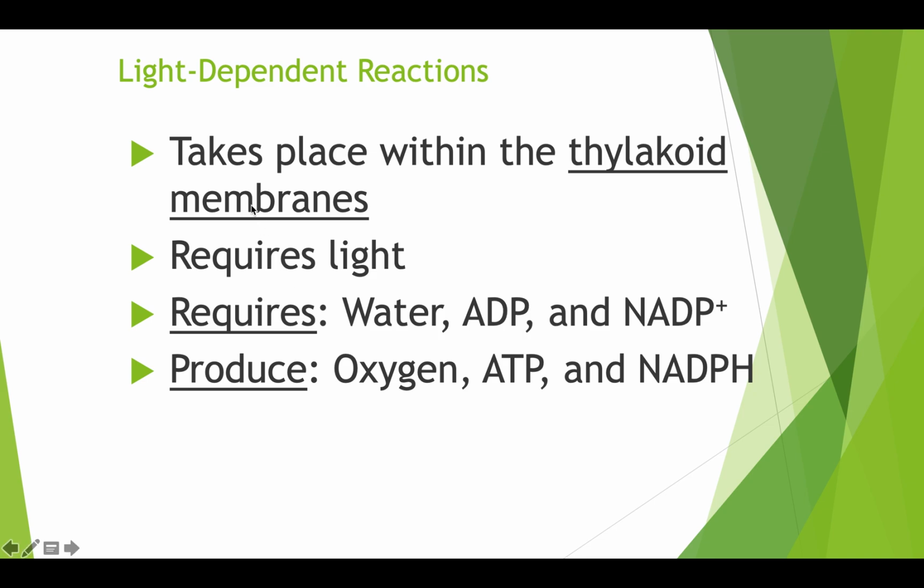So, starting off with the light-dependent reaction. This takes place within the thylakoid membranes. Again, it requires light. Requirements for the light-dependent reaction: we need water, ADP, and NADP+. This plus means that this phosphate head is going to be positive. What is produced from your light-dependent reaction? Oxygen, ATP, and NADPH.